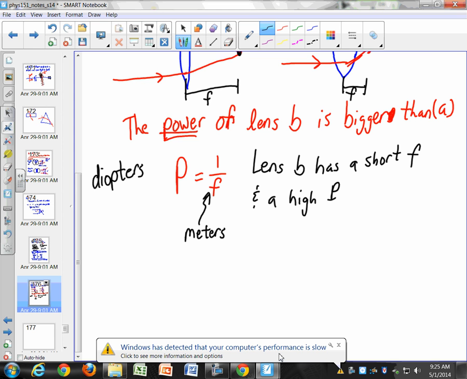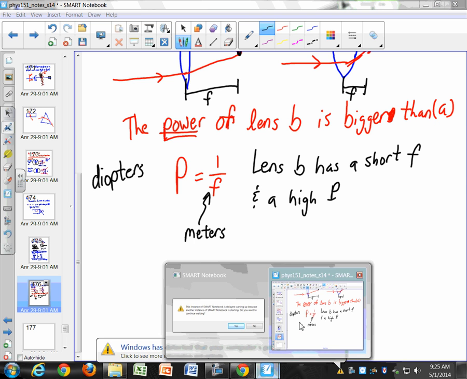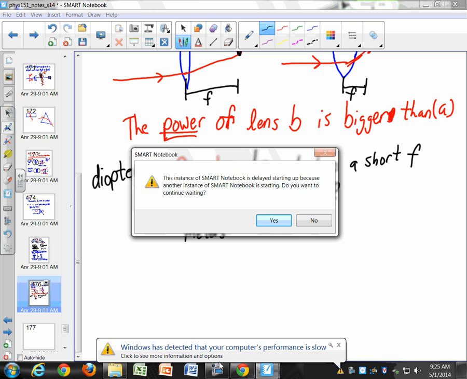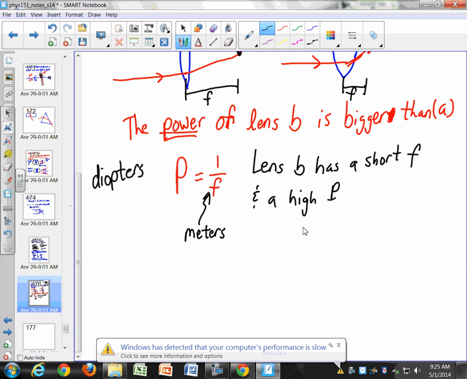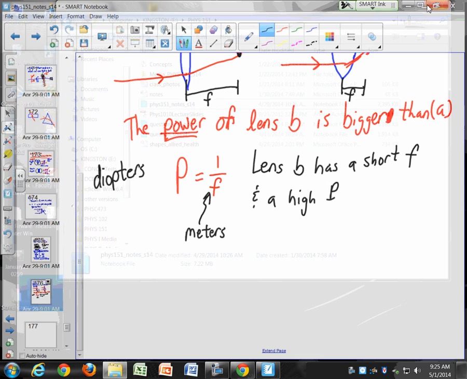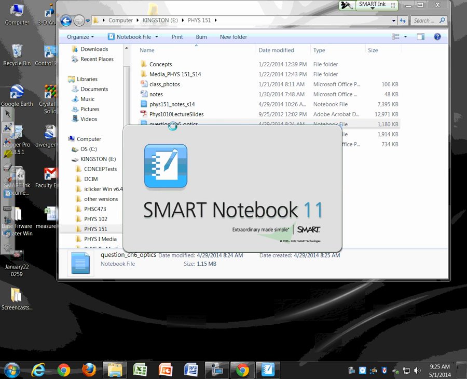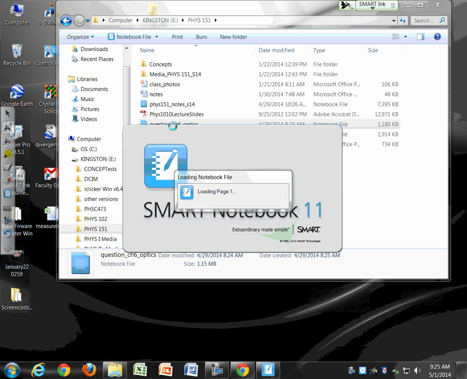Let's look at the thin lens equation. Actually, let's see, I think I have a few questions for you. I will send out these questions soon so that you'll have them to prepare for the exam with the correct answers.